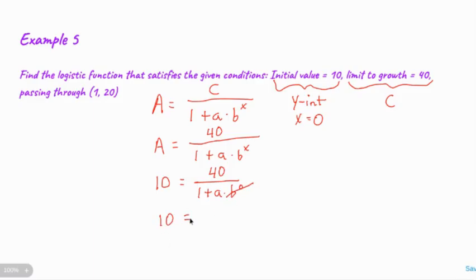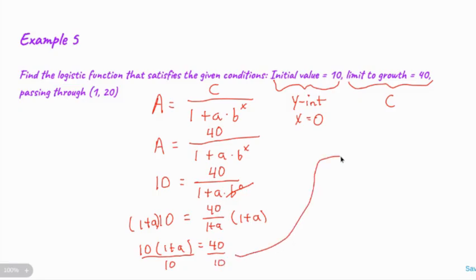We get 10 equals 40 divided by 1 plus A. And then we're going to go ahead and simplify our fraction. I'm going to multiply by 1 plus A to both sides. I am not going to multiply and distribute my 10. I'm just going to write it as 10 times 1 plus A equals 40. And then I'm going to divide by 10. All right, so cancel this out.